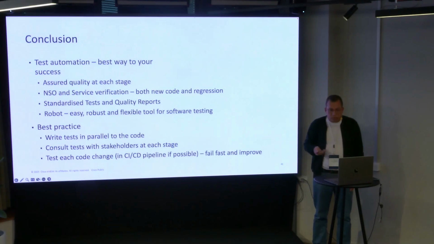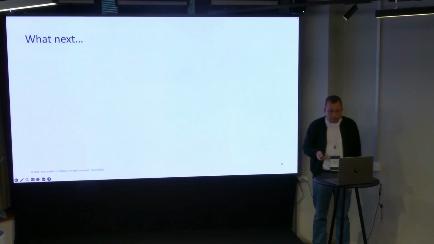The best way is to use the CICD pipeline, but of course you can trigger it manually. Usually it's just a one-liner: robot, your file name, .robot, enter, and your test will start. And if it fails, it will fail fast and you can improve it.